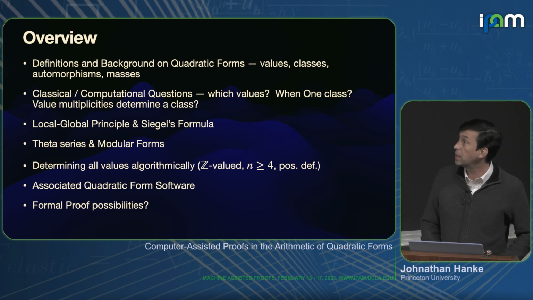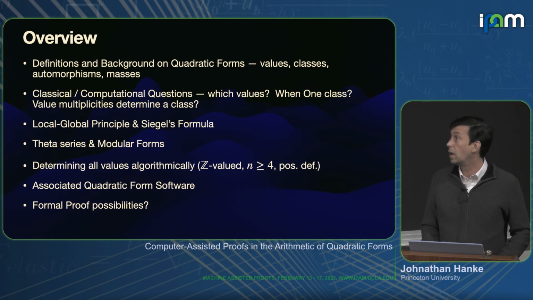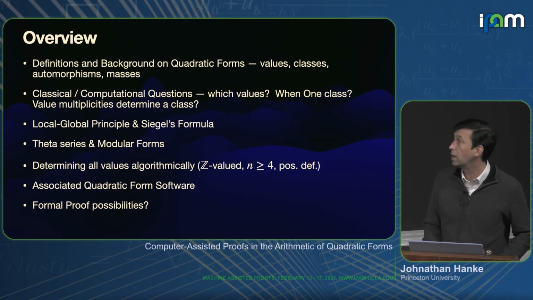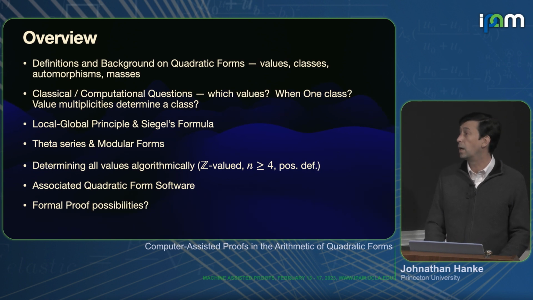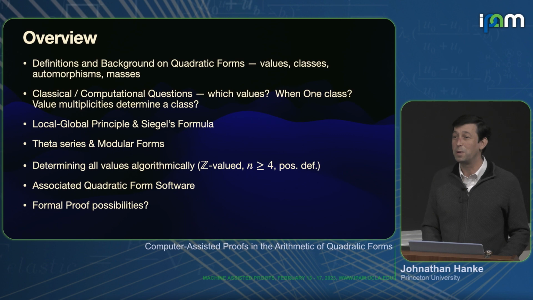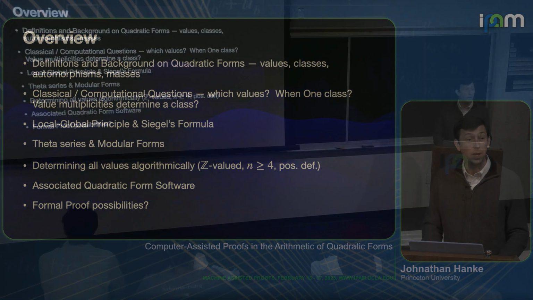So what I want to talk about today is basic background about quadratic forms and classical questions, the kind of things I've thought about and written code to try to answer and prove theorems about. Some classical computational questions, a little bit of a local-global principle, which is the main technique one uses to approach the arithmetic of quadratic forms. Theta series and modular forms, which I know a lot of people here understand very well, but I'm going to go through a little bit of the background anyway for those who might not. And then how you would determine things algorithmically in terms of representation numbers represented by the quadratic form, associated software, and then the hope that possibly, in conversations with other people, this might one day be formalized. So that's the plan.